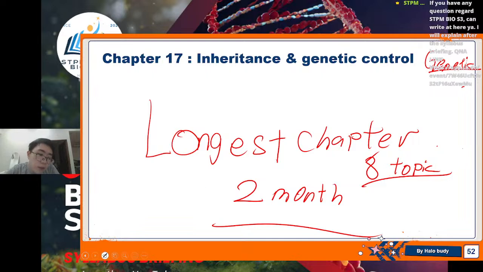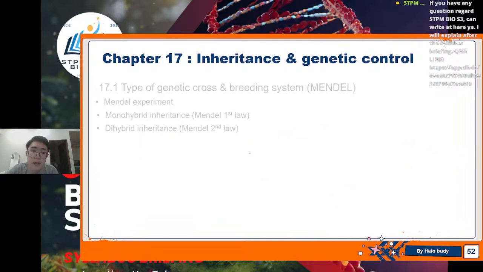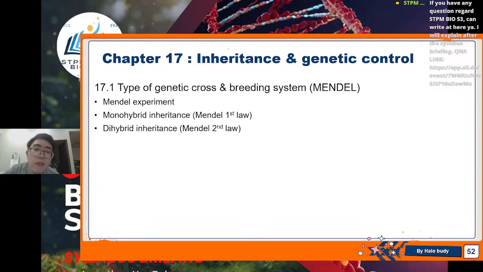Okay. First inheritance we have 4 topics. Genetic control we have 4 topics. Inheritance kami akan belajar 4 topik, genetic control 4 topik. So, first is the topic you already learned in SPM, means Mendel.